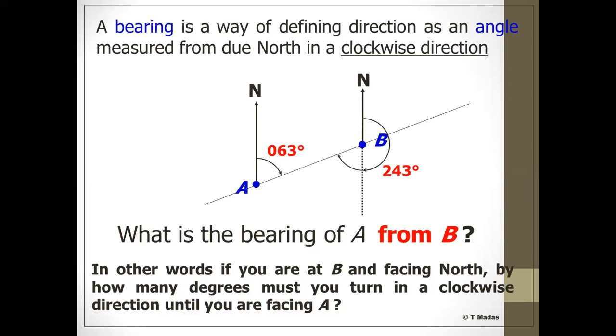If I draw a small north at A and measure the bearing of B from A, if I just measure this part, that would be 063 degrees. Teacher, is there any relationship? Can you see any relationship between these two?